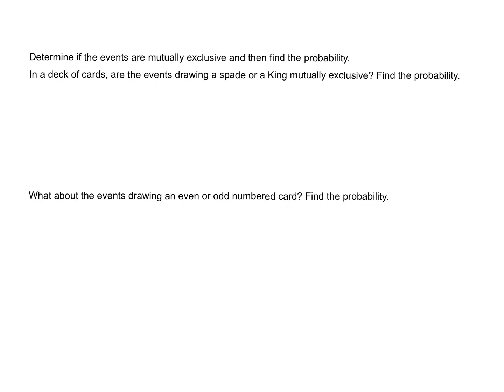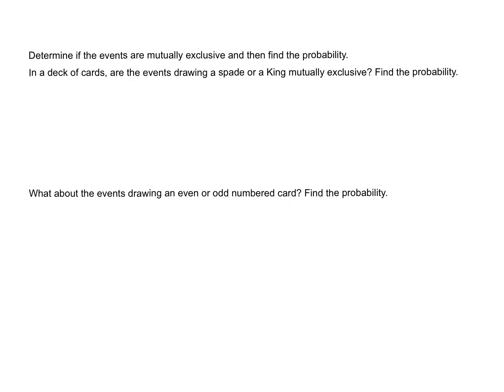So now let's determine if the events are mutually exclusive, and then we'll find the probability. So in a deck of cards, we want to know if the events drawing a spade or a king are mutually exclusive, and then find the probability. So a couple things about a deck of cards. In a deck of cards, there are 52 cards. Jokers do not count.